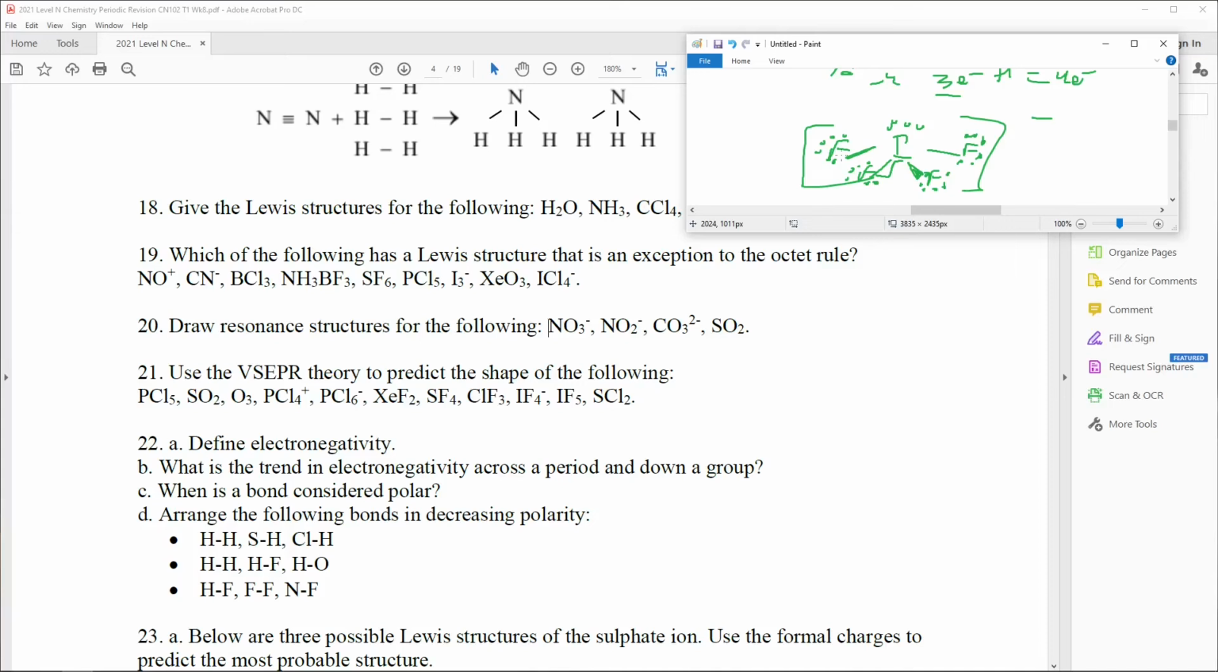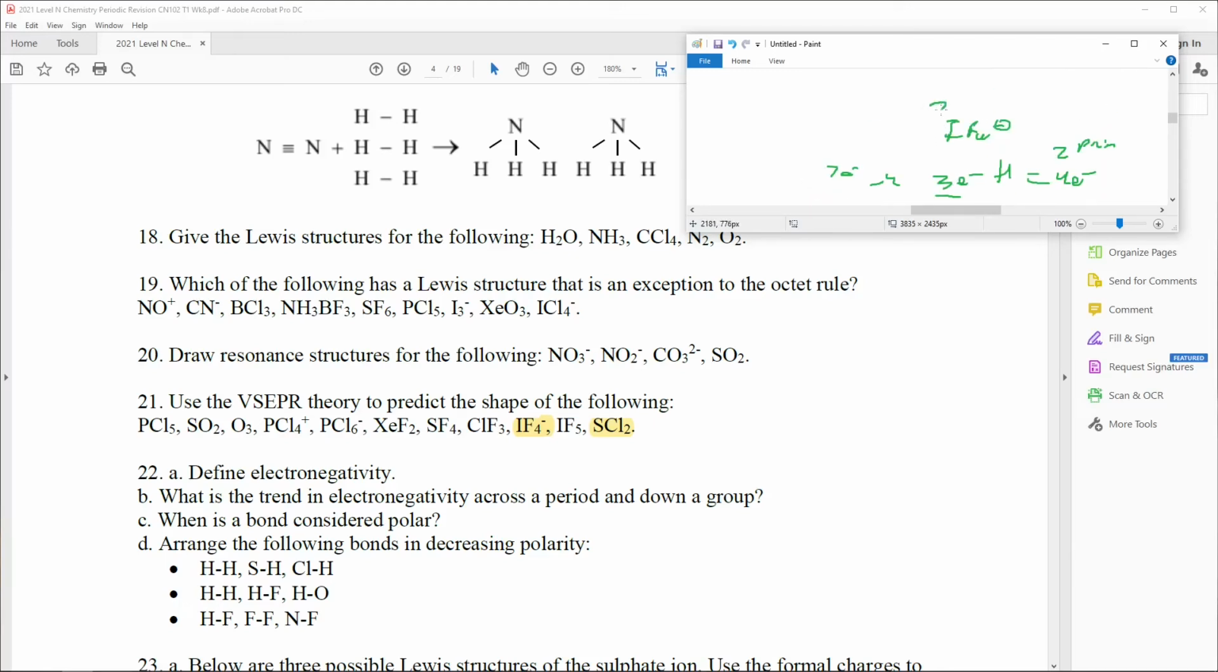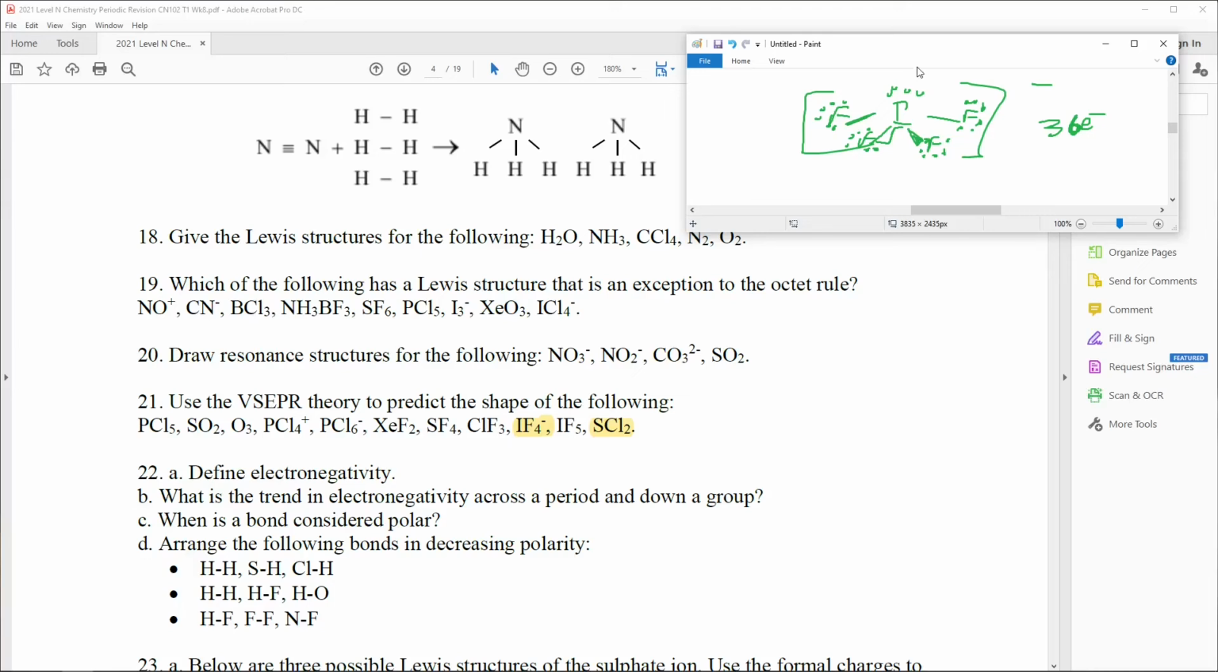Here you have 10 plus 6 times how many fluorines? There are 4, so 6 times 4, you get 34 electrons. So this is 36 electrons, 36 over here, and we have 36 over here. They match, so this is the correct diagram. And this is a seesaw again. And the rest, of course, follow the same way. And yeah, pretty much.